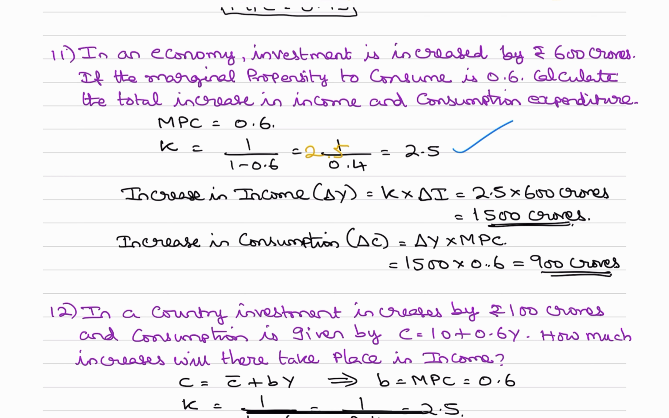Then increase in income is equal to multiplier into change in investment. That is 2.5 into 600 crores. The value is 1500 crores. Increase in consumption is equal to change in income into marginal propensity to consume. That is 1500 into 0.6. The value is 900 crores.